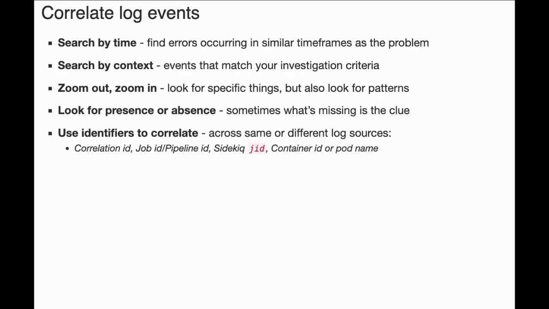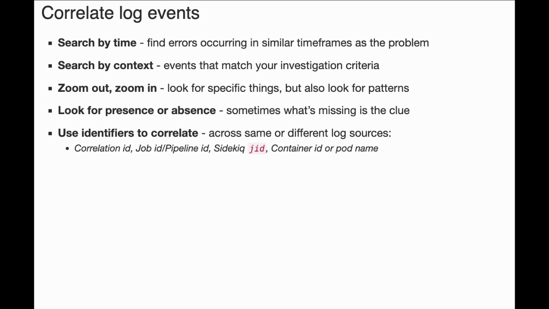Correlate log events. Start by searching by time. Find errors occurring in similar timeframes as the problem. Often you'll find related events that happen slightly before or after the reported problem time. The user may see the symptom at 2:15, but the cause might have started at 2:12. You might notice a big spike at a certain time, but that doesn't necessarily mean that the problem started then.